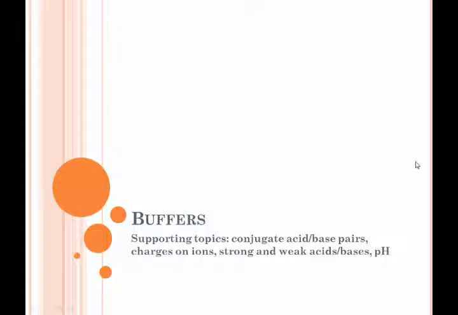In order to understand the content of this video and make it accessible to yourself, you'll want to be knowledgeable about what conjugate acid-base pairs are and how to figure out, if you're given an acid, what its conjugate base is, and if you're given a base, what its conjugate acid is. And then how to figure out charges on ions and how they change if you add a positive or take away a positive. You'll also want to be aware of strong and weak acids and bases, and then generally knowledgeable about pH.